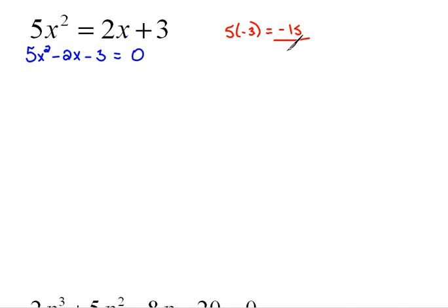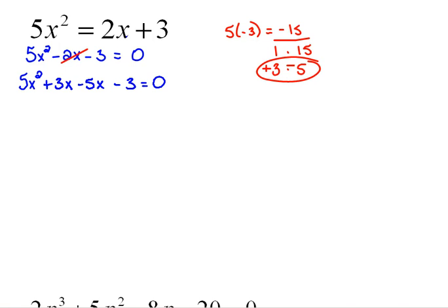And now we're going to list our factors, and we're going to stop when we get this negative 2 here in the middle. So let's see, 1 times 15, that won't work. 3 times 5, that would work if the 5 was negative and the 3 was positive. So we're going to use this to rewrite that middle term. So now we have 5x squared, but instead of minus 2x, I'm going to write it as plus 3x minus 5x, and then minus 3 equals 0.